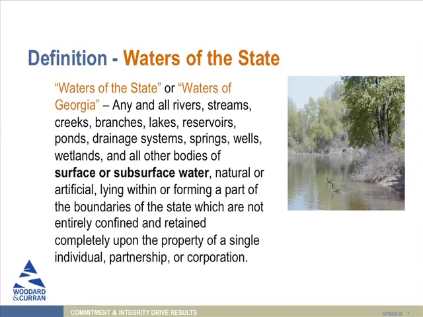part of the boundaries of the state, which are not entirely confined and retained completely upon the property of a single private owner. So if you have a pond that's only on your property and there's a discharge to it, it's not regulated. If that pond is on shared property, it could be. And again, as you see here, there's a huge variety of water bodies, just about anything you could think of, above ground and below ground, that is covered by the definition of waters of the state.